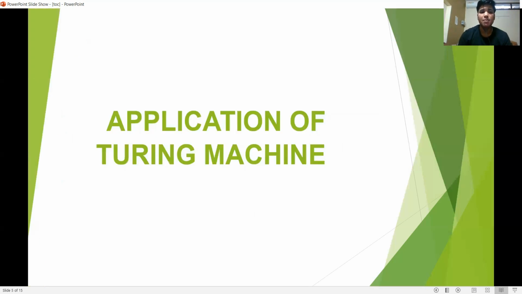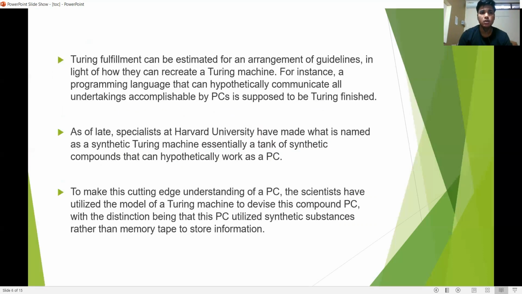Next, we are going to see the applications of Turing machine. Turing completeness can be estimated for a set of instructions in light of how they can simulate a Turing machine. For instance, a programming language that can theoretically express all tasks accomplishable by computers is said to be Turing complete.